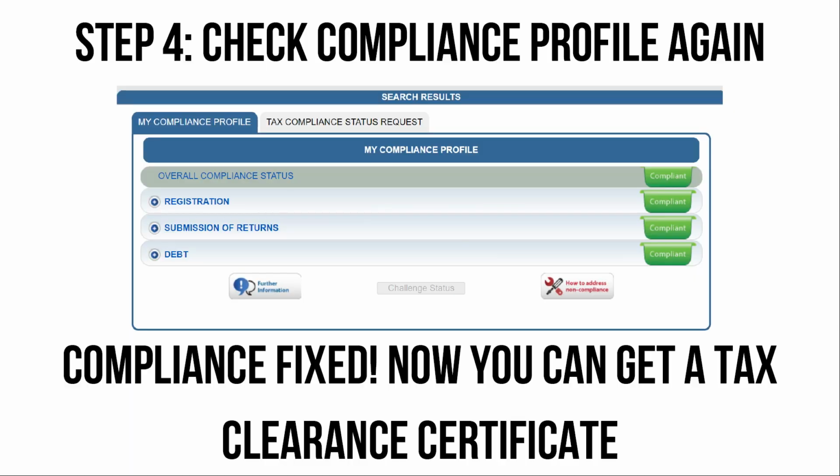That's step 3. And then finally, step 4, after you've submitted the tax returns that are outstanding and you have paid the tax debt, you can check the tax compliance profile again, and then all of them should show green, and there you go. Compliance is now fixed, and now you can get a tax clearance certificate from SARS.